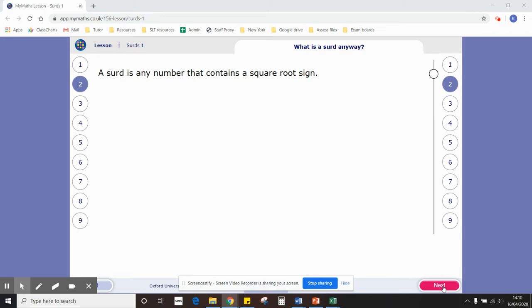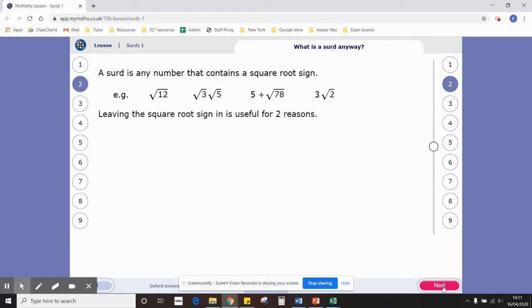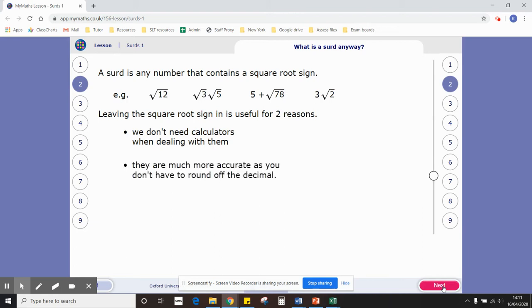Basically, it's any number that contains a square root. So any of these things would be considered a surd. Okay, and they're really useful in maths because we can do lots of things with them to be really accurate and non-calculator work as well. So all of these sorts of questions would appear on the non-calculator exam paper, and in real life they're the most accurate way of displaying numbers.